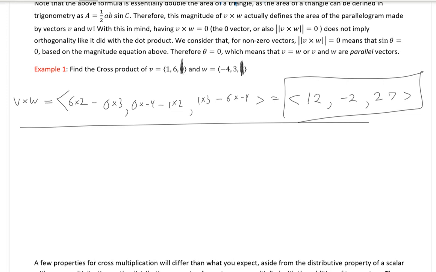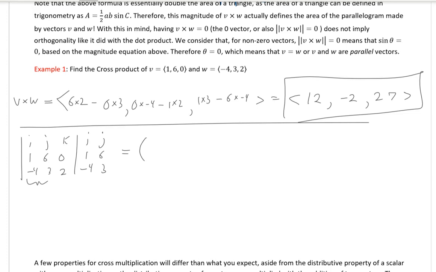To do so, we're going to consider this as i, j, and k, and we're going to put the first vector and then the second. So 1, 6, 0, and then -4, 3, and 2. To do basket weaving, I'm going to repeat those first two columns, i and j, 1, 6, -4, and 3. And that's how I'm going to find my multiplications for i.